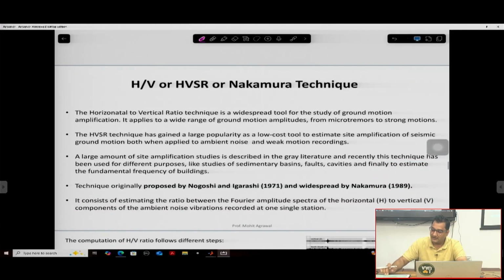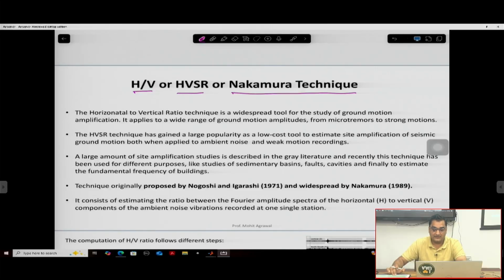So when we move on to understanding the HVSR curve, it is sometimes also known as the H/V technique, the HVSR technique, or, from the name of its discoverer, the Nakamura technique. The horizontal to vertical spectral ratio technique is a very widespread tool, and you will find a lot of papers based on it, trying to estimate the shear wave velocities for the superficial layers.